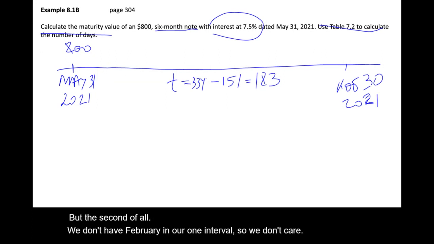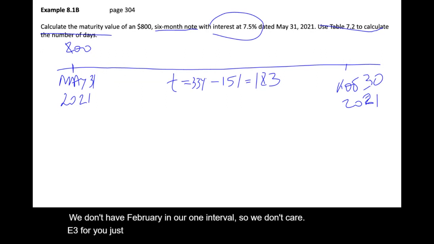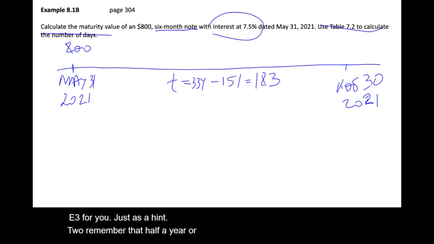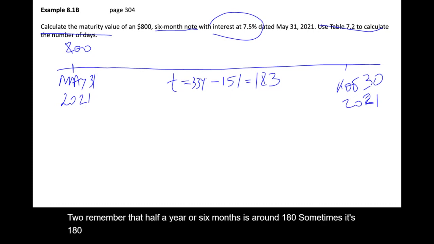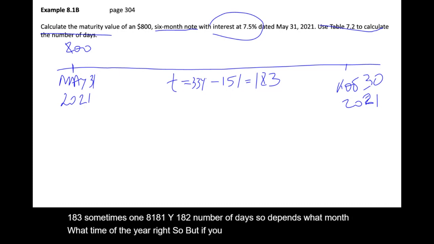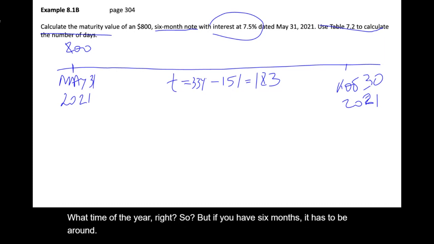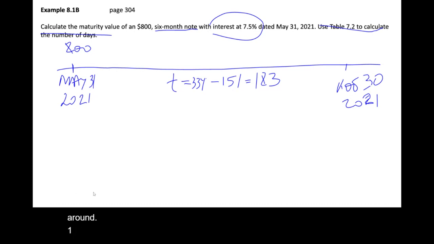Okay, 183 days. Just as a hint, remember that half a year or 6 months is around 180. Sometimes it's 183, sometimes 180, 181, 182 number of days. It depends on what month, what time of the year, right? But if you have 6 months, it has to be around 180.